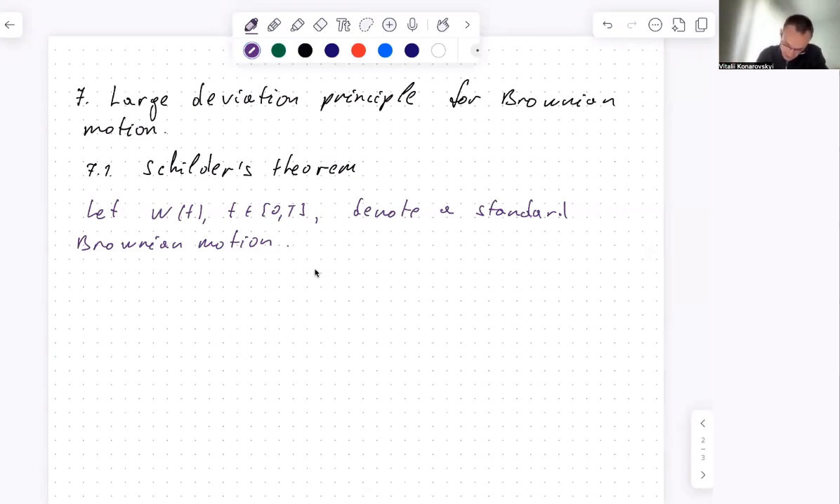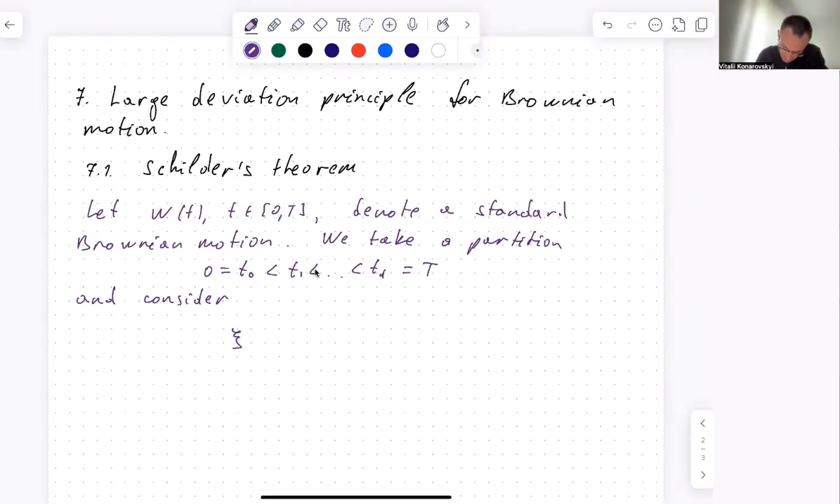And then we take the partition 0 = t0 < t1 < and so on up to td = capital T, and consider the random vector psi obtained from the Brownian motion. It is just (W(t1), and so on up to W(td)), and it is a random vector, of course, in R^d.